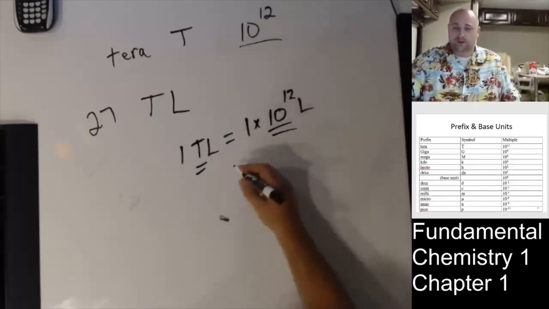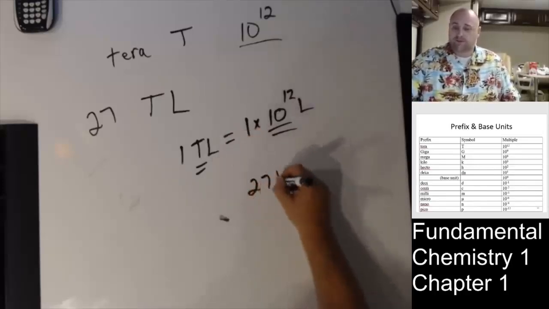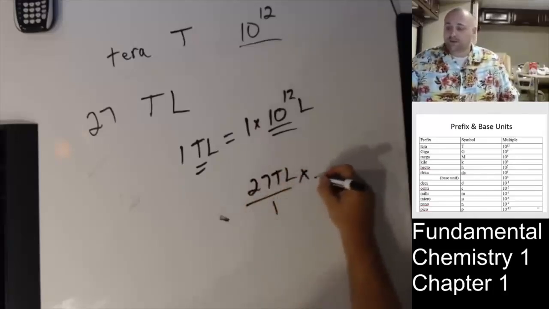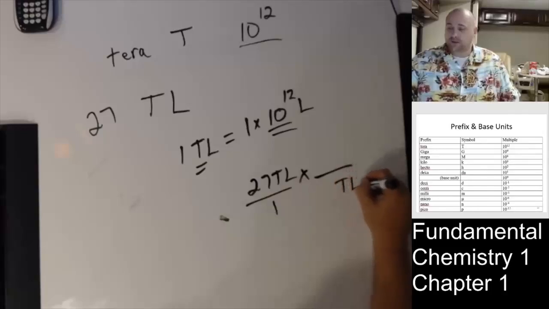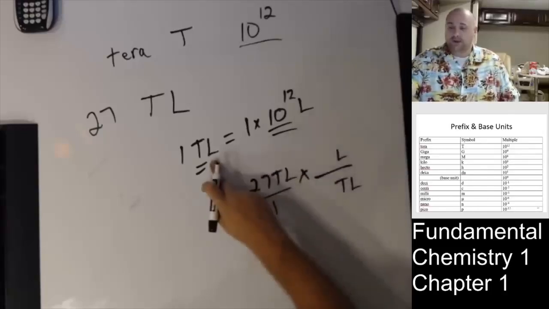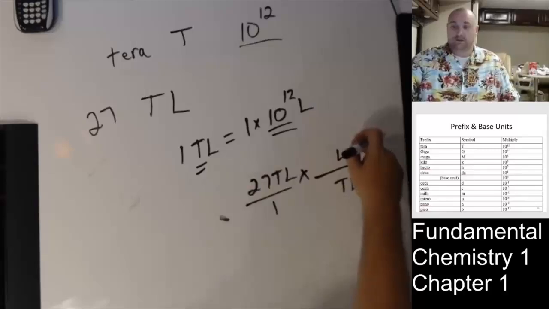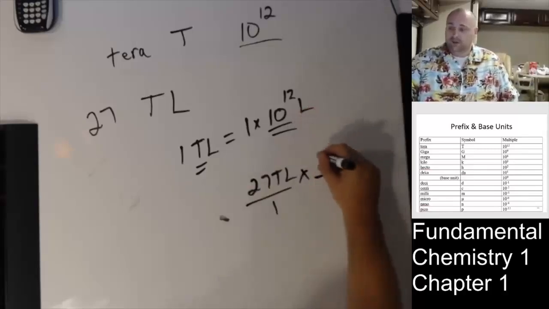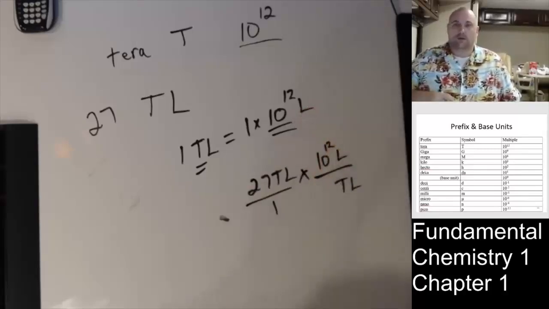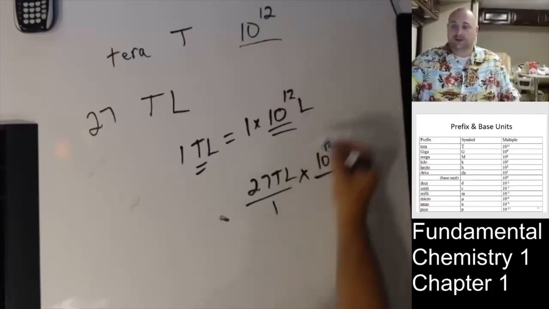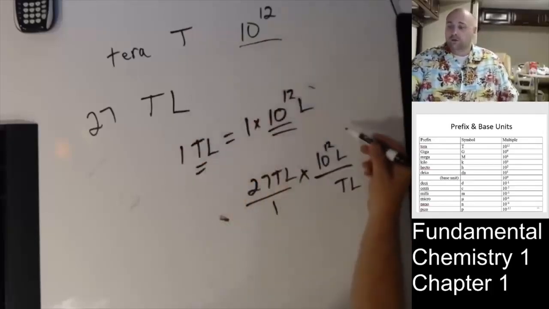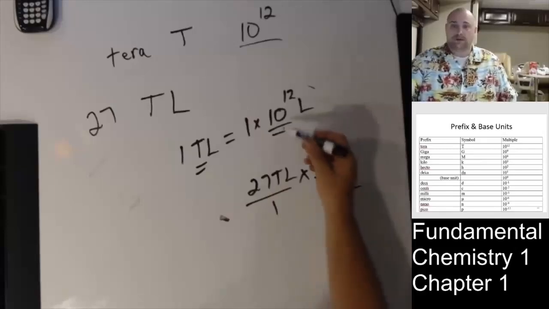So now if I wanted to do this dimensional analysis, 27 teraliters, remember this is over 1, and I'm going to make these units cancel out. So teraliters need to be on the bottom, and then liters will be on the top. So teraliters on the bottom, liters on the top. Now the 10 to the 12 goes with the liters. Because I wrote it here, when I do this part, I don't have to do any hard thinking. It's already there.